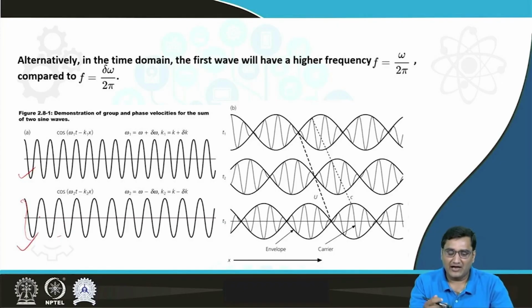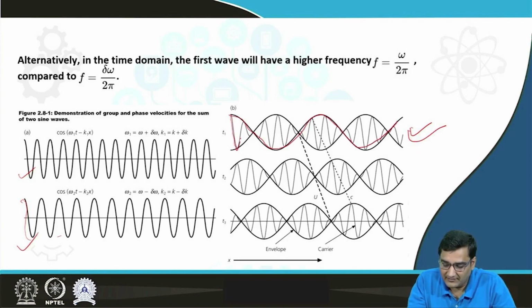When you add them up, their displacements will be added up, and you can see the resulting wave as the product of two cosine waves, and that can be represented like this. So you can see there is this wave that is the envelope, and there is another wave that is your carrier wave. This is our carrier wave.